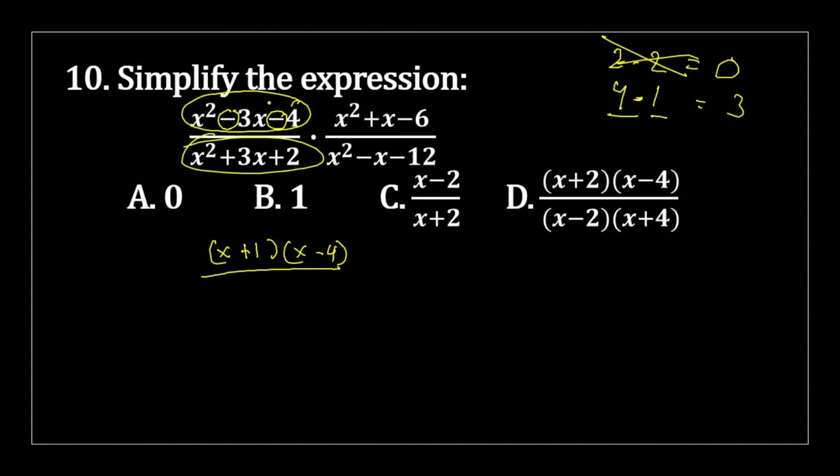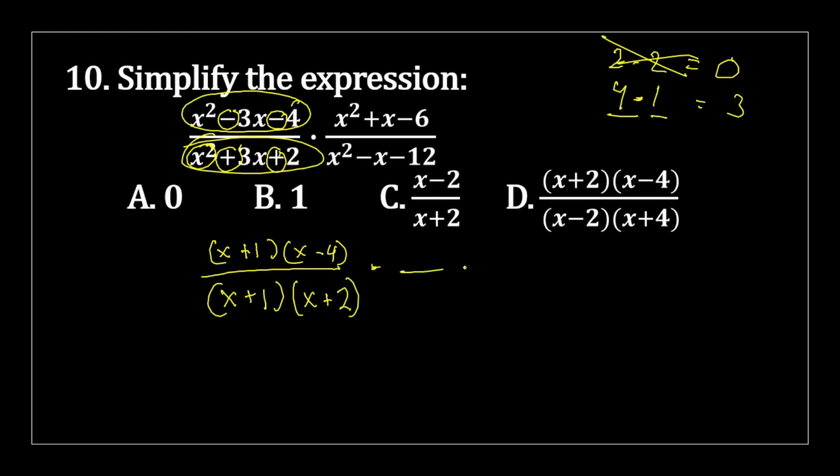On the denominator of the first expression, again, this is a quadratic trinomial. The factor of x squared is x. Now look at the sign of the last term. It's positive, so both signs are positive or both negative. Let's look at the second term. This is positive, so we write positive here. Now what are the factors of 2 that, if we add, the sum is 3? That is 1 and 2.